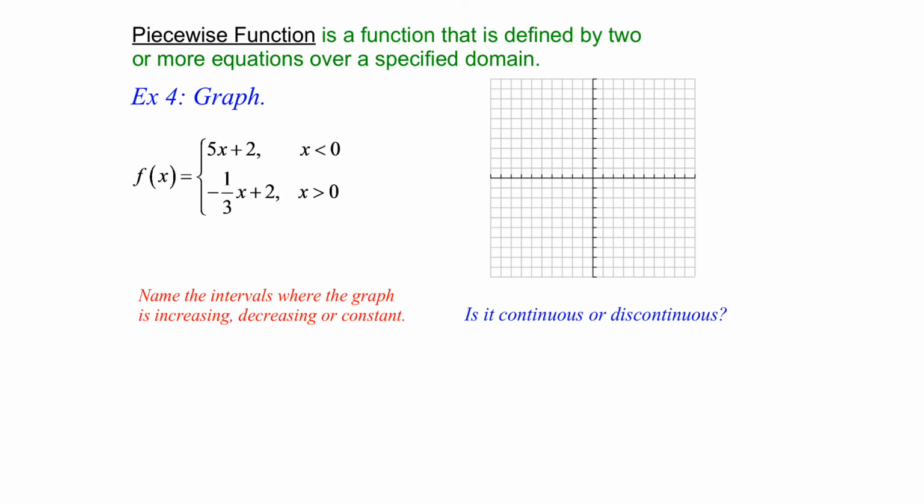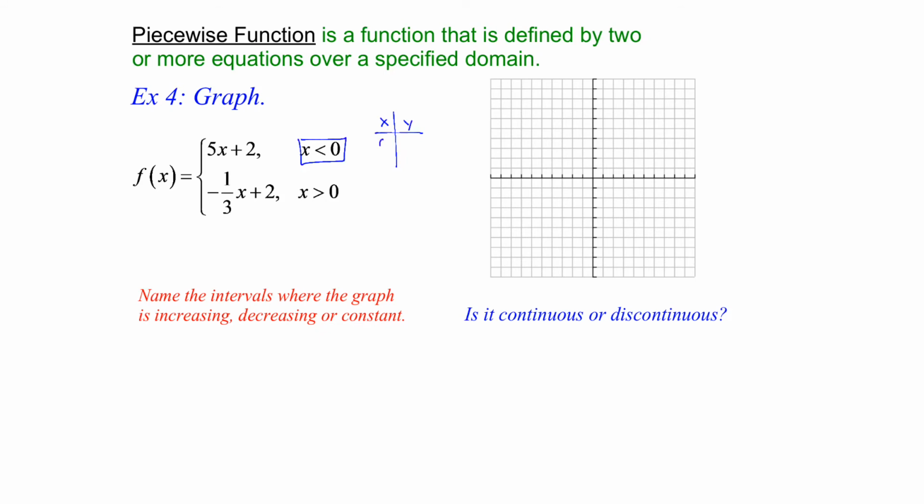Example 4, graph. So we got a function, f of x. This is two equations that we're going to be looking at. One is linear. The first one is linear, and actually the second one's linear also. But on the first one, what we want to do is we only want the values of x that are less than 0. So one of the ways we can do this is we can create a t-chart, but only graph, or only pick values that are less than 0.